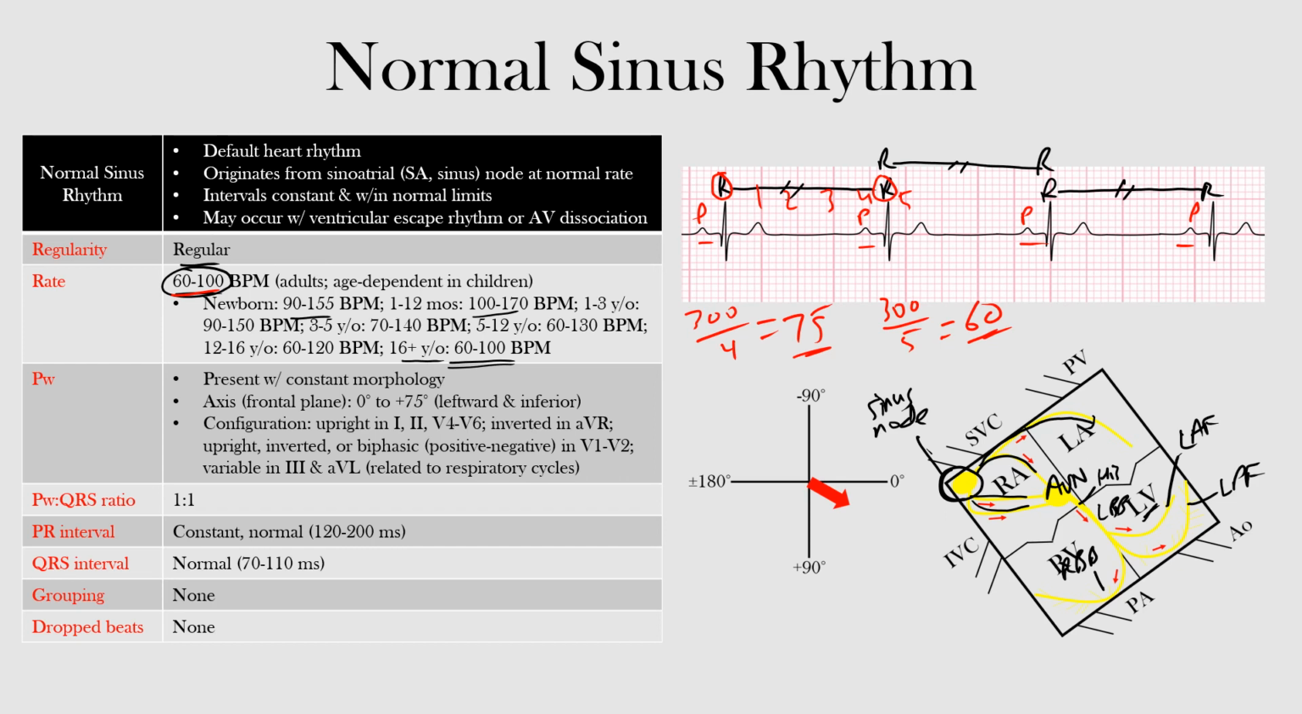Another thing to note is the axis. The electrical axis in the frontal plane is between 0 and positive 75 degrees. And if you look here, here's 0 degrees. This is positive 90, plus or minus 180, and negative 90.